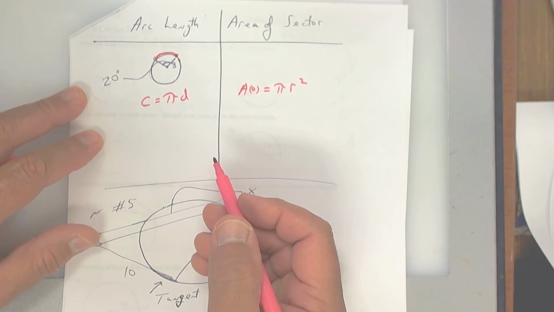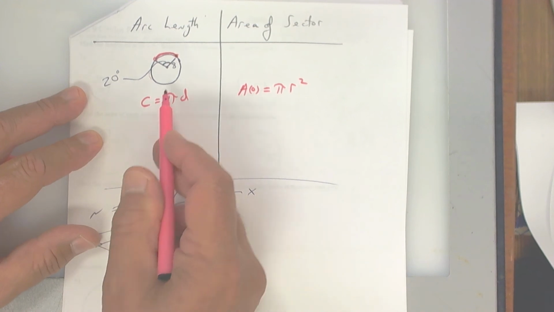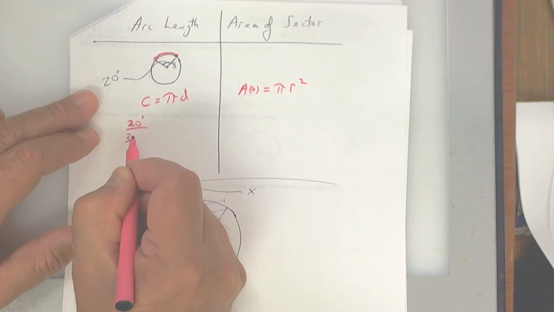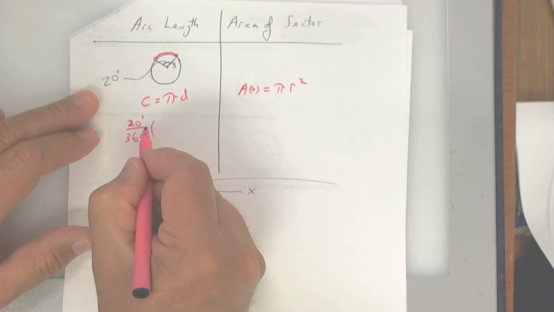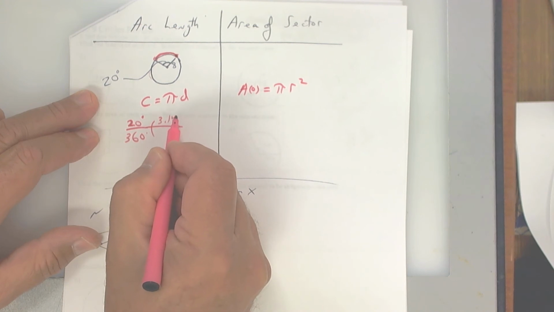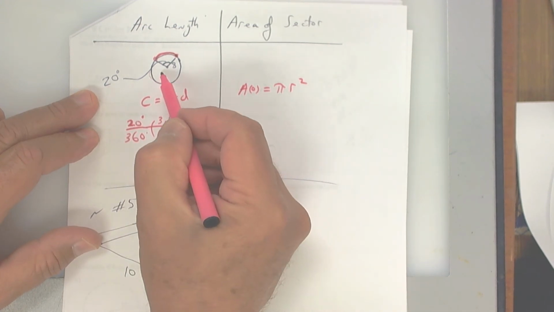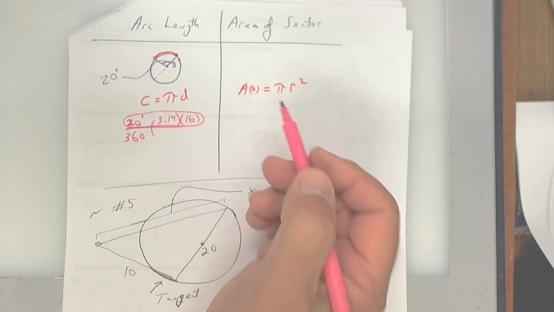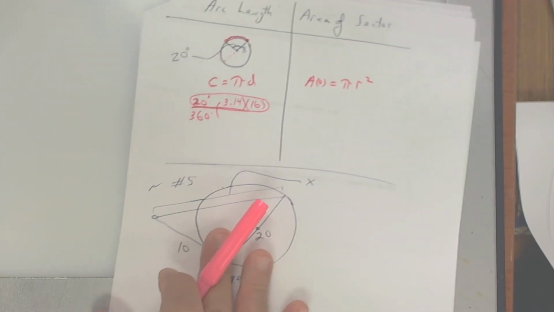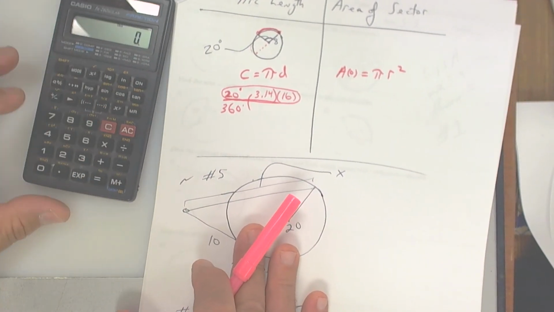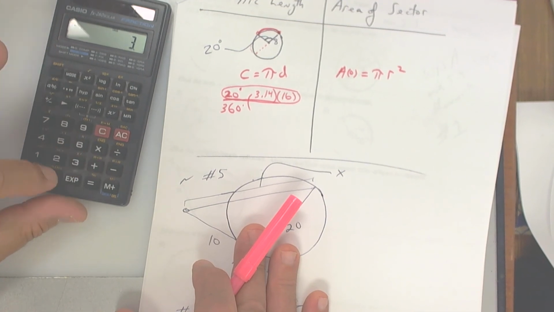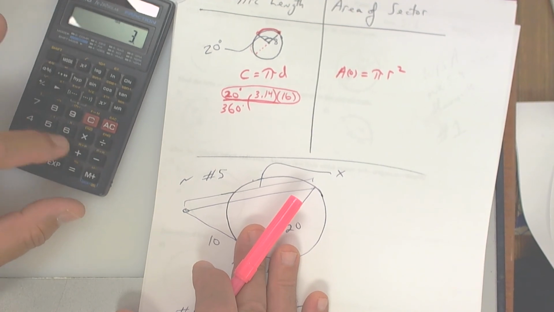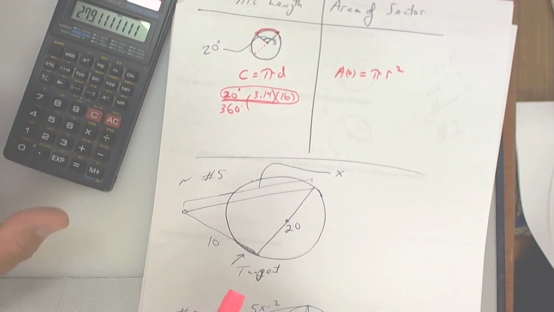So here, what you're going to do is take a fraction of the whole thing. So it's 20 degrees out of 360 degrees times pi times the diameter. The diameter is going to be 8 plus 8 is 16. You multiply all of that and divide by 360. Let's do that so we know. This is on your worksheet today. So take 20 times 3.14 times 16, press equals, divide by 360, and I get 2.8.